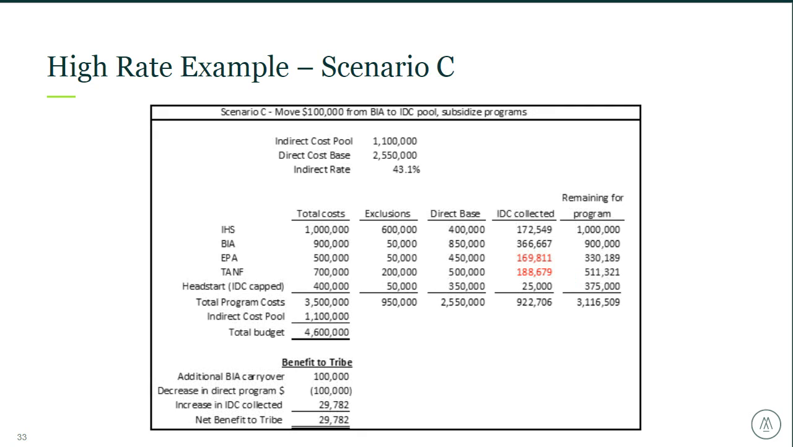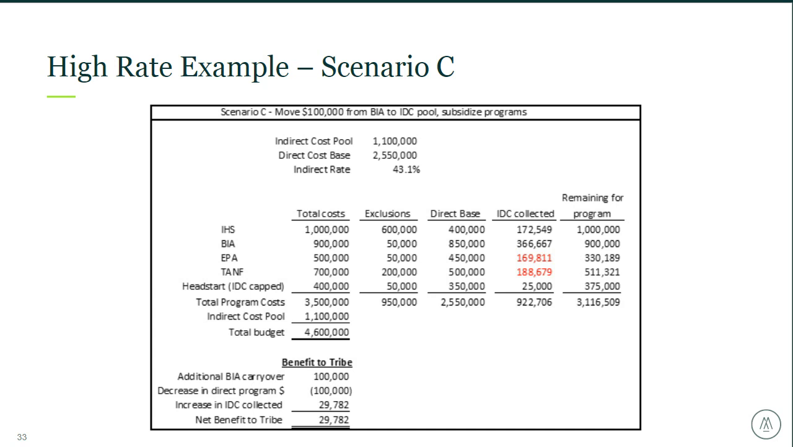All right, so now if we go to scenario C, let's say we're doing the same thing as scenario B, where we're moving the 100,000 from BIA to the indirect cost pool, but now we're subsidizing the non-638 programs. When I say subsidizing the non-638 programs, I'm saying that the EPA and TANF programs now are still being charged at that initial rate of 37.7%. However, the reason they can do that is because the general fund is covering the difference between what would have been charged if they had used the 43.1% rate. The general fund is covering that amount. So EPA and TANF still have enough funding as they had planned for initially of the 330 and the 511 for EPA and TANF.